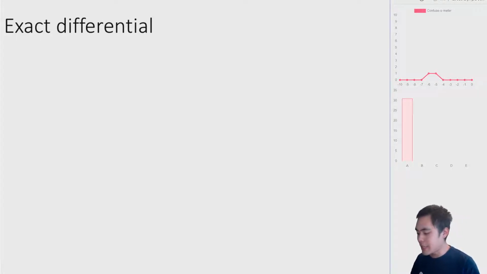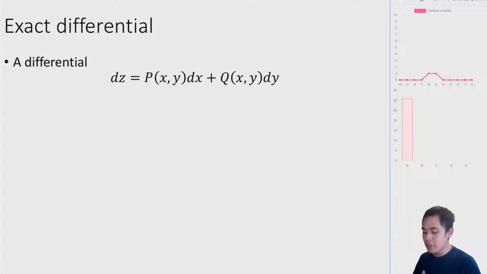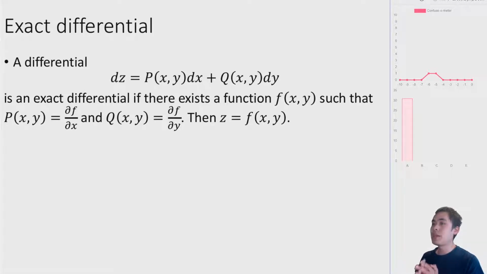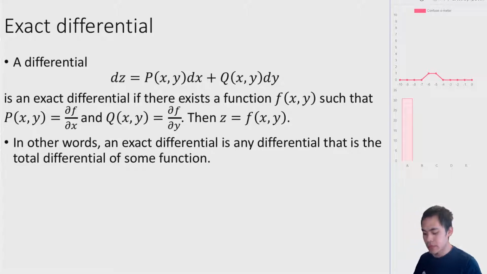So when we talked about exact differentials last time, basically a differential, dz is equal to some p of xy dx plus q of xy dy. This is an exact differential if there exists a function f of xy such that p of xy is the partial derivative of f with respect to x, and q of xy is the partial derivative of f with respect to y. In that particular case, then z is equal to f of xy. In other words, an exact differential is any differential that is the total differential of some function.